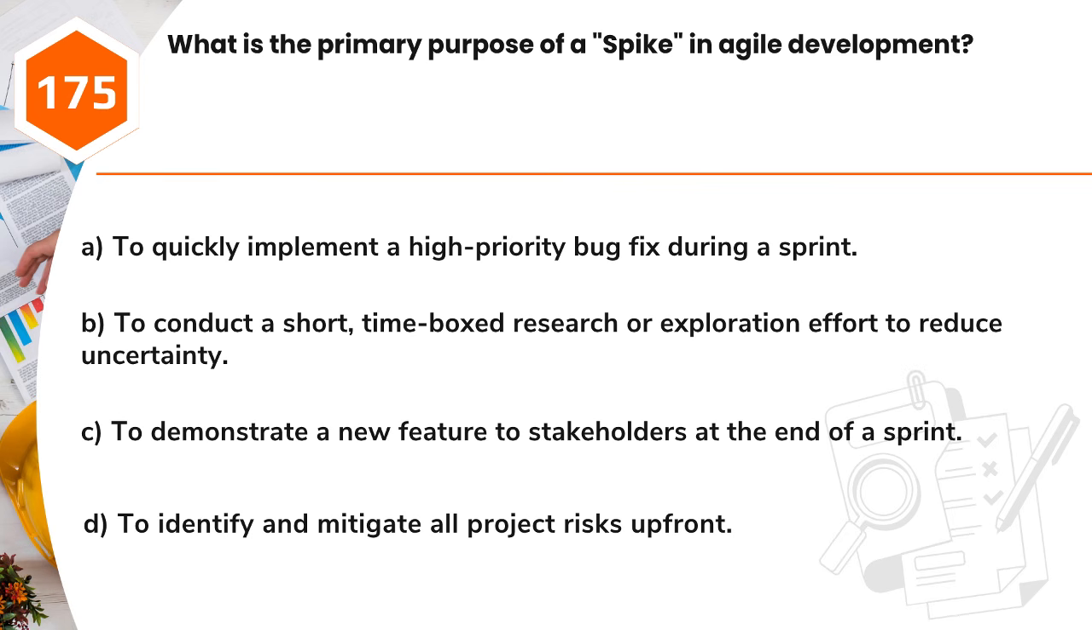Question 175. What is the primary purpose of a spike in Agile development? A. To quickly implement a high-priority bug fix during a sprint. B. To conduct a short, time-boxed research or exploration effort to reduce uncertainty. C. To demonstrate a new feature to stakeholders at the end of a sprint. D. To identify and mitigate all project risks up front.